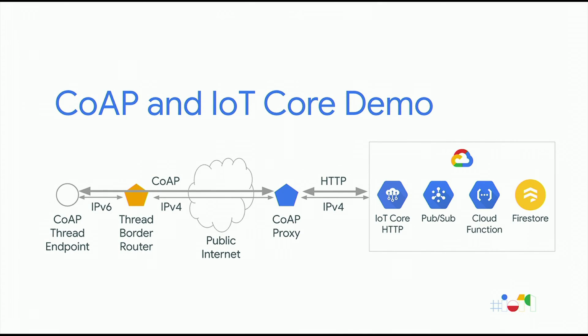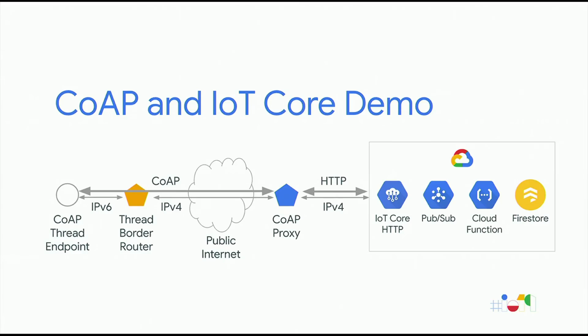So now let's take a look at, again, how this looks in action. Again, we'll use a Nordic dev board that operates at this CoAP endpoint. And that Nordic dev board communicates wirelessly, again, via the Raspberry Pi, serving as the Thread border router. The difference here is that rather than communicating directly to IoT Core, it is communicating with the CoAP proxy. The CoAP proxy then statelessly translates that message into something that IoT Core can understand, which is HTTP. Now, on the cloud side, again, we use the same exact cloud function and Firestore database as we did with the MQTT demo. So let's go back to my laptop.